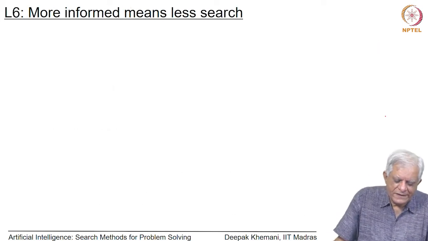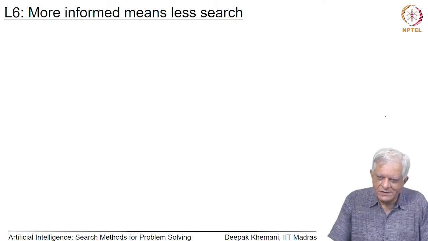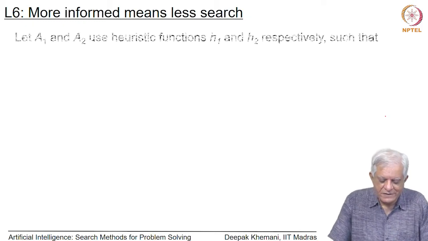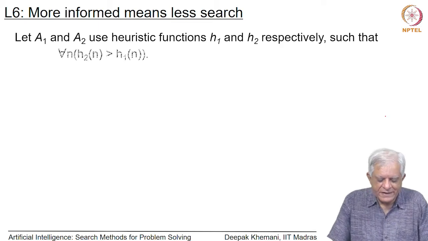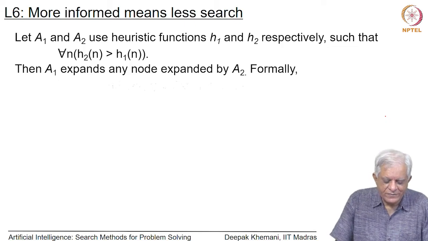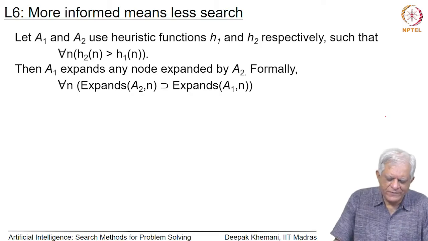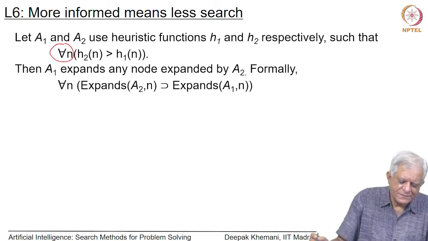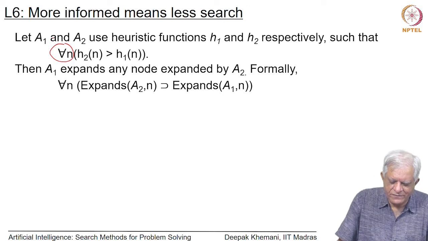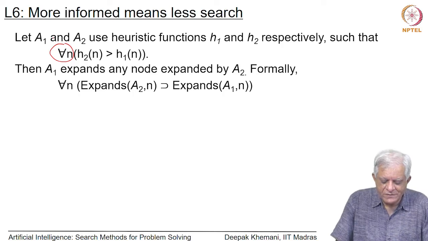We want to show, and this will be lemma 6, that more informed means less search. If the heuristic function is more informed, then the algorithm using that heuristic function will have to do less search. So, as we have said, let A1 and A2 use heuristic functions H1 and H2 respectively, such that for all n, H2 of n is greater than H1 of n. I hope you are familiar with this notation, which comes from logic. This says that for every node n, just a shorter way of writing that, for every node n, H2 of n is greater than H1 of n. So, this means H2 is more informed than H1.